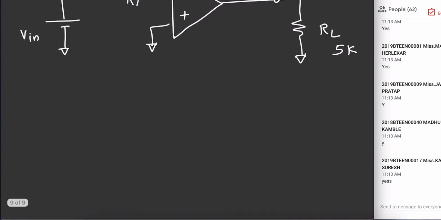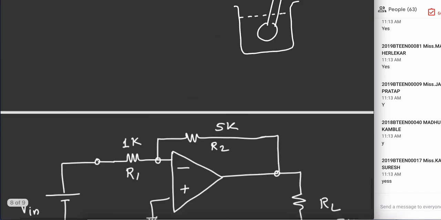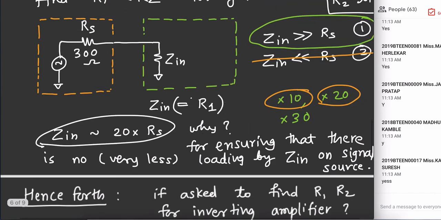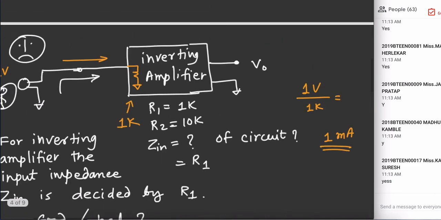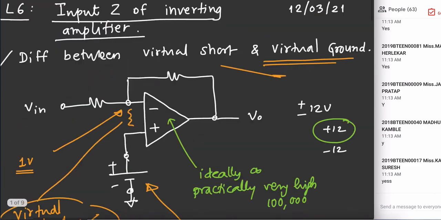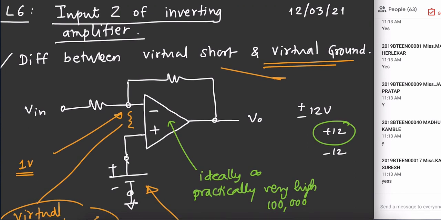Now, how much time do we have? We don't have much time, I think. So, it is time to break now then. Time to take a pause. So, we could understand the various things regarding the input impedance of inverting amplifier.